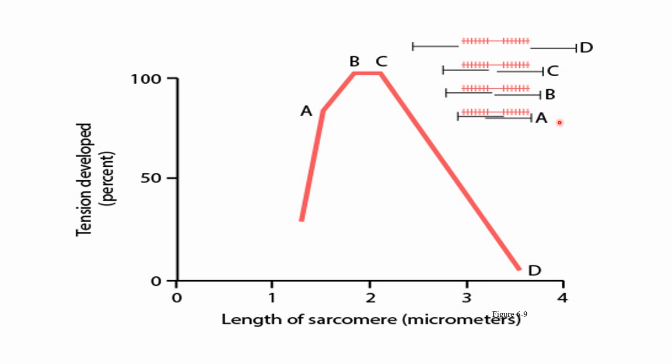But if we move on to zone A, you can see the contraction is less. Why? Because there is considerable overlapping of these actin filaments, as a result of which fewer sites are available for myosin interaction. And what happens in site D?